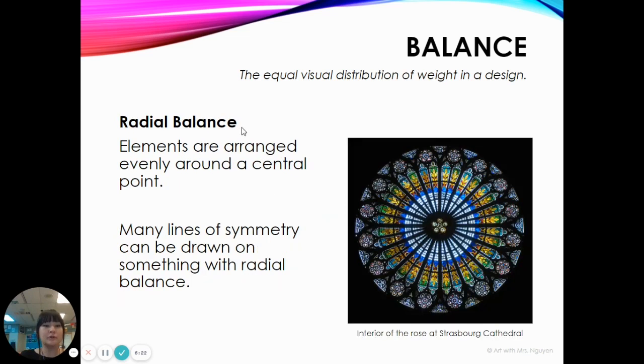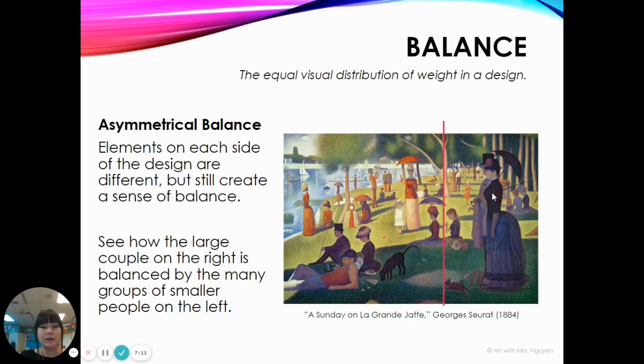The next one is radial balance or radial symmetry. That means that things repeat around a point in the middle instead of a line in the middle. And it's kind of like a pizza slice that has the exact same toppings, or a pie slice or a cake slice. Asymmetry means each side of the image is different. So there is no line of symmetry. No matter where you put the line, it's not going to reflect like a mirror. And it shows a sense of movement. It's not as stable as symmetry or radial symmetry.